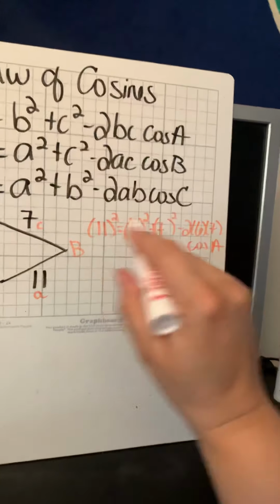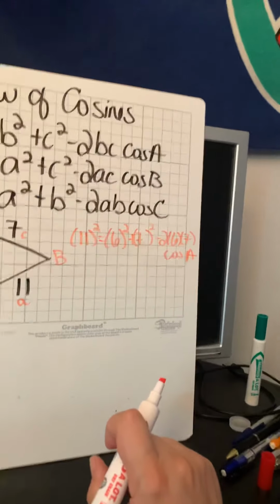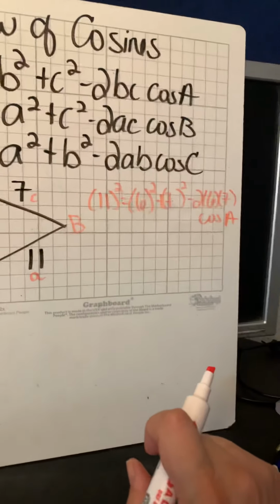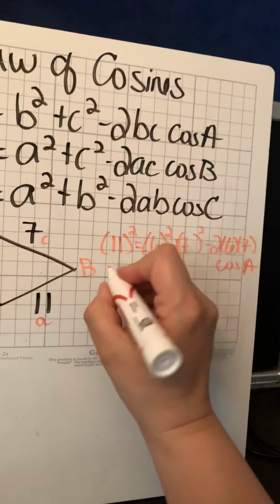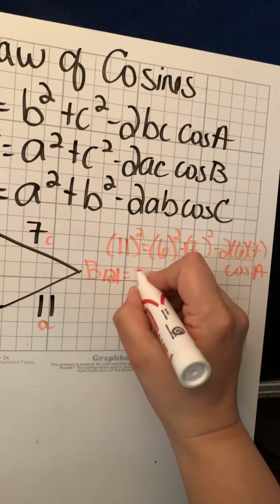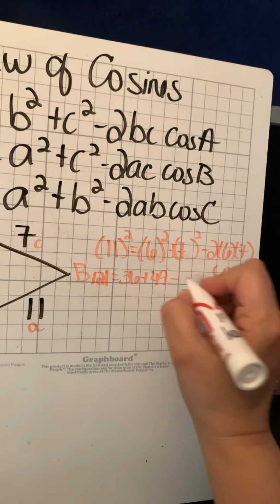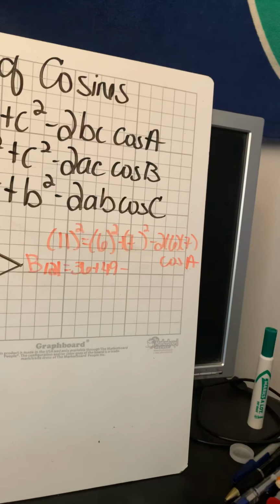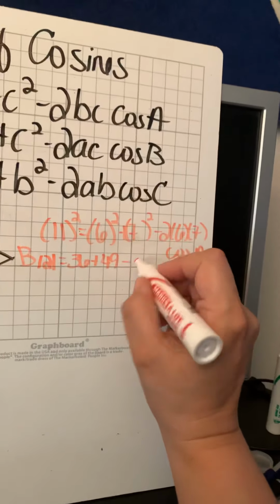Okay, and I ran out of room there, so this is over here. Now, solve these out step by step. Okay, do your order of operations. So 11 squared, 121, equals 36 plus 49 minus 2 times 42, because 7 times 8, so it'll be minus 84 cosine big A.